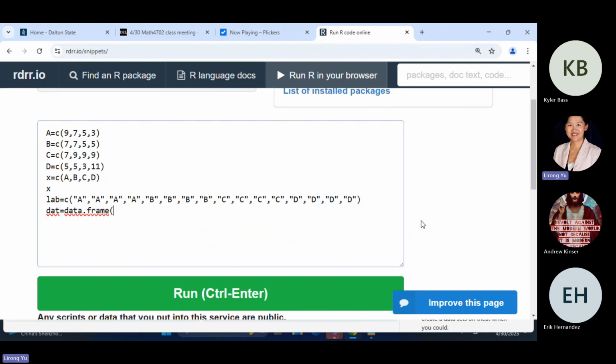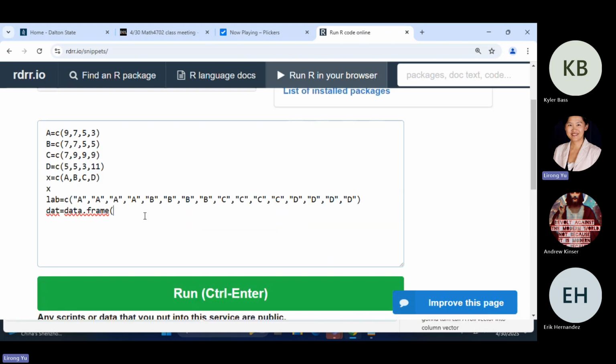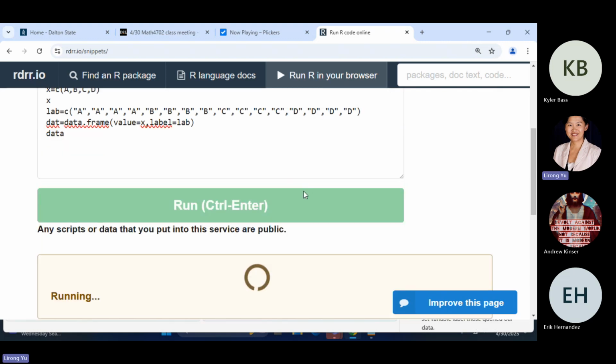We're going to turn a row vector into a column vector. The data frame will identify the value. The first variable is called value, and we use x as the first numerical column. And then we have the label, the variable for the label. After we're done.